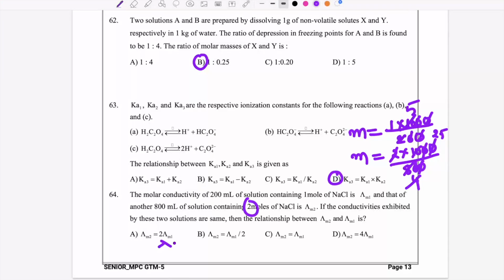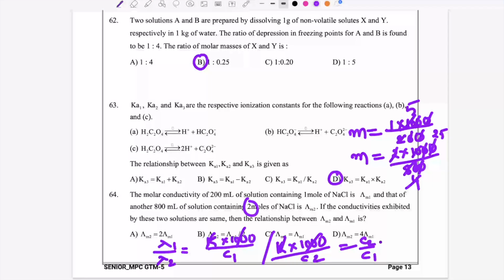So the formula is lambda 1 over lambda 2 equals K into 1000 by C1 divided by K into 1000 divided by C2. So K gets cancelled out, 1000 gets cancelled out. We get C2 by C1, and C2 is 2.5 and C1 is 5. This goes 1 by 2, which equals 1 by 2.